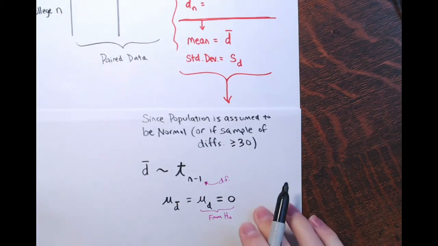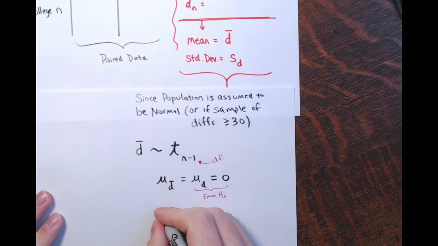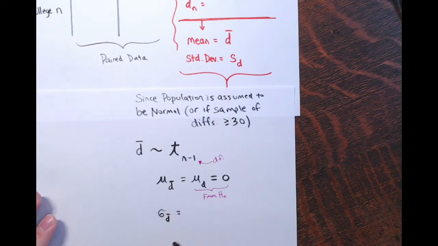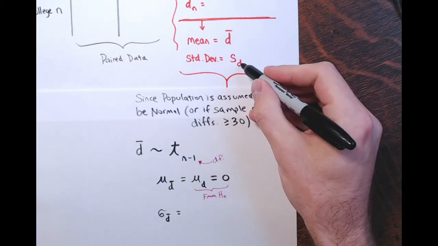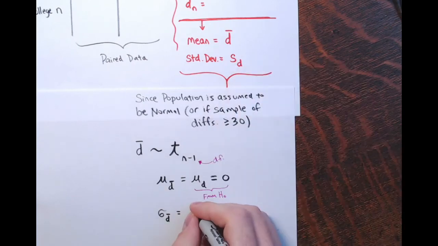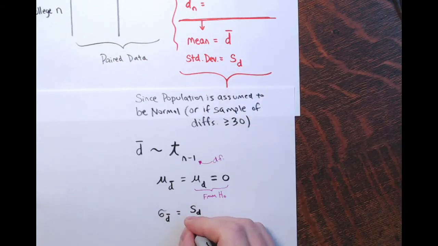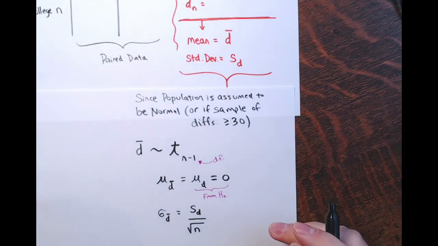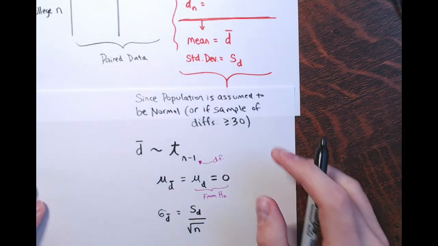And then the standard deviation of these d bars would usually be sigma d divided by the square root of n, but we don't know sigma d, as with the student's t-distribution. We're going to use s, our sample standard deviation, and then divide that by the square root of n. This might look familiar from when we worked with student's t-distribution and a single sample before.